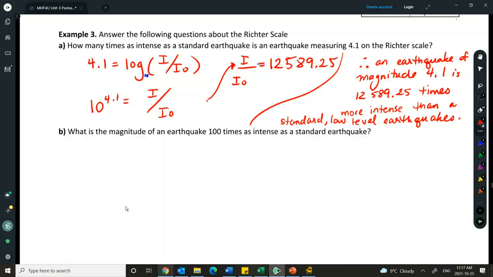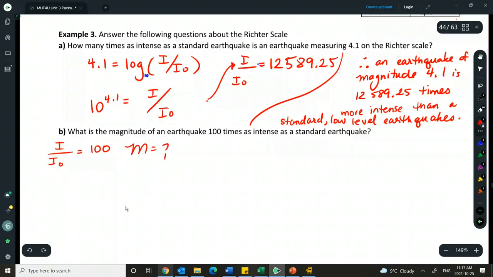Okay, and then the reverse question of this is, if I have the ratio of the intensities, I should also be able to find the magnitude. So what is the magnitude of an earthquake 100 times as intense as your standard low-level earthquake? So that's giving me the ratio of I over I initial that we compared to. So this is giving me the ratio is equal to 100. I find the magnitude. So let's plug that into our formula here. It'll just be the log of 100. Very straightforward.